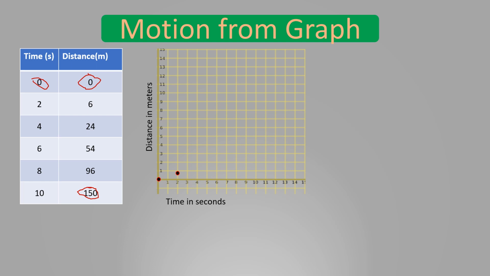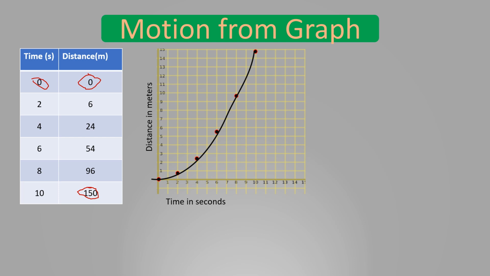In 4 seconds, the distance traveled by the car is 24. We plot this point here, and in 6 seconds the car goes 54 meters, in 8 seconds 96 meters, and in 10 seconds the car moves 150 meters. Now we have plotted these points. Now we draw a line along these points. We see this graph here, and this is a time versus distance graph.